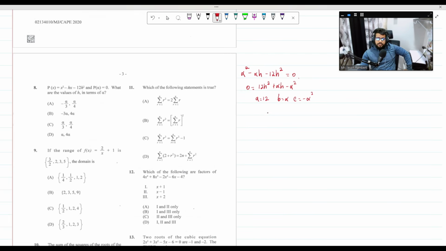Quadratic formula says minus b plus or minus square root of b squared, which is alpha squared, minus 4ac, all over 2a. This is going to be h equals minus alpha plus or minus the square root of, we're going to get 48 alpha squared plus alpha squared is 49 alpha squared, over 24.